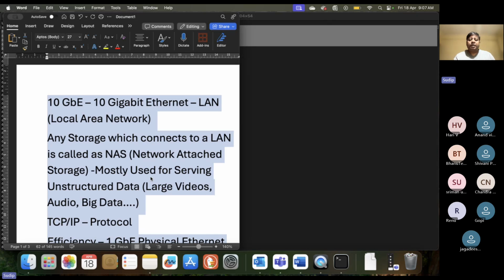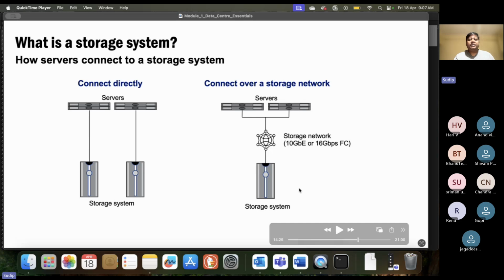Now, any questions about LAN and SAN, and the difference between them? Now you understand what 10 gigabit Ethernet is. That means we are talking about LAN. And when we are talking about 16 Gbps FC, we are actually talking about SAN. So there are storage systems which get connected over LAN, there are storage systems which get connected over SAN, and there are unified storage systems which can do both.